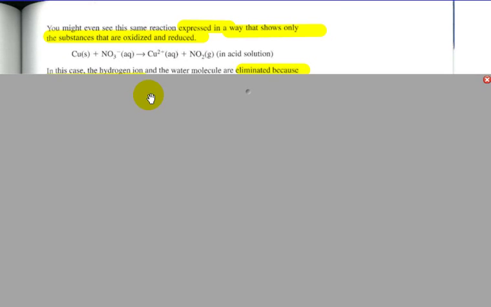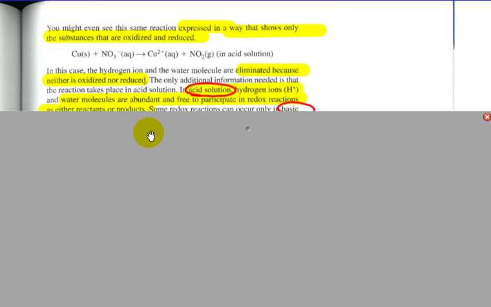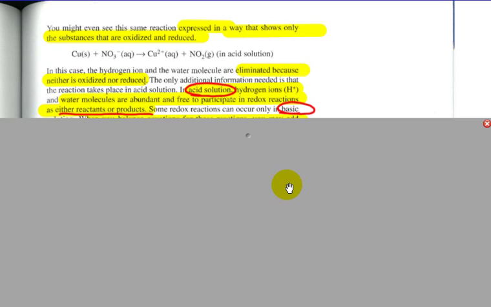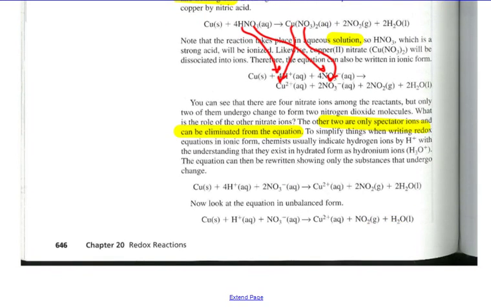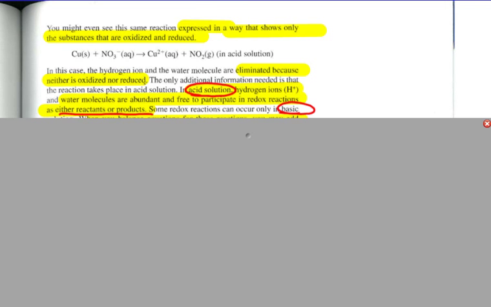Also, you might even see this same reaction expressed in a way that shows only the substances that are oxidized and reduced. So if we just look at those ions that involve an element that is oxidized or reduced, we're going to shorten it just to keep that. So H will be a +1, H will be a +1. So we take a look at that. We could get rid of that. And then we look here, copper is going from 0 to +2. And nitrogen will be undergoing a change as well.